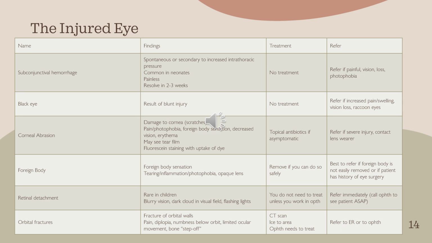If it's painful, if they have any vision loss or photophobia, obviously you need to refer. And that's with anything to do with the eyes. If they have photophobia, really bad pain or vision loss, refer. A black eye, we know what that is. It's usually a result of blunt injury. They don't need treatment. Again, refer if increased pain or swelling. If they have raccoon eyes, which is a dark color under both eyes, they may have had some kind of brain injury or head injury that you need to refer.